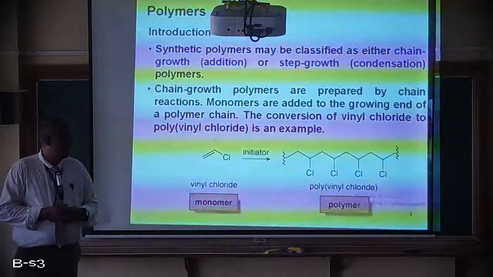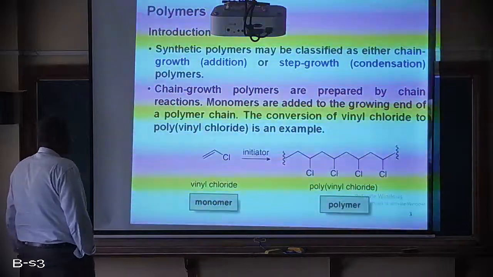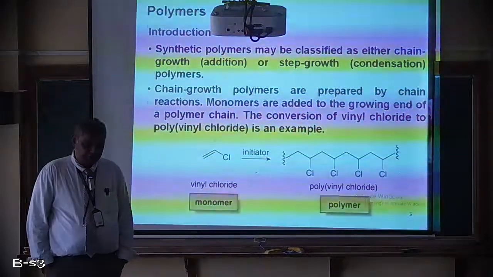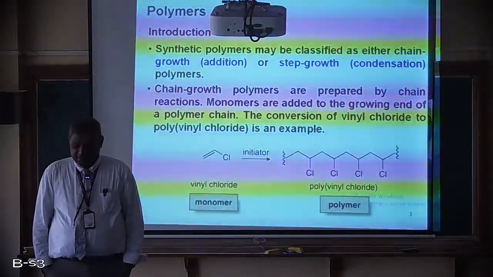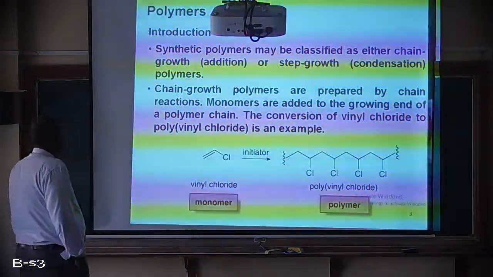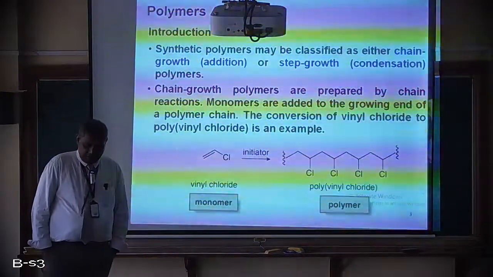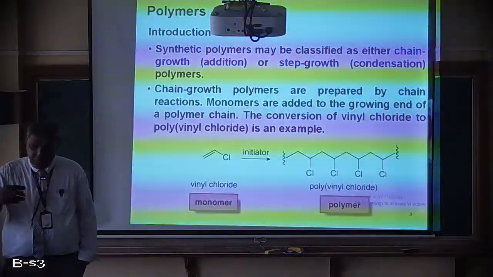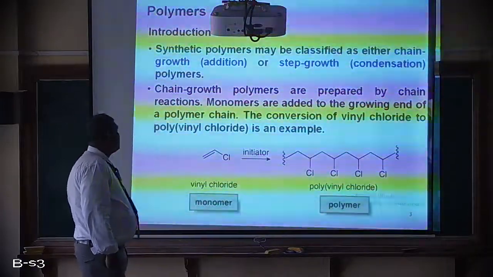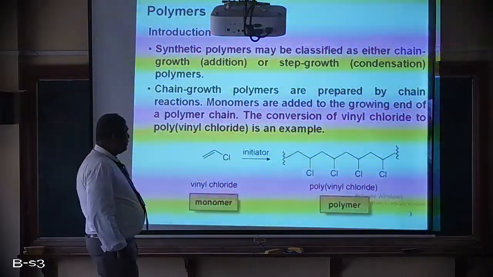So here the polymers are classified into, as we have just seen, chain growth or step growth, which is called the addition or condensation process. So the polymers are generated by two processes, that is the condensation process and addition process. Chain growth, that is the addition growth, like what we have seen in the nanocomposites, is the growth of individual particles. So monomers are added to the growing end of the polymer chain, the conversion of vinyl chloride to polyvinyl chloride. So this is polyvinyl chloride.